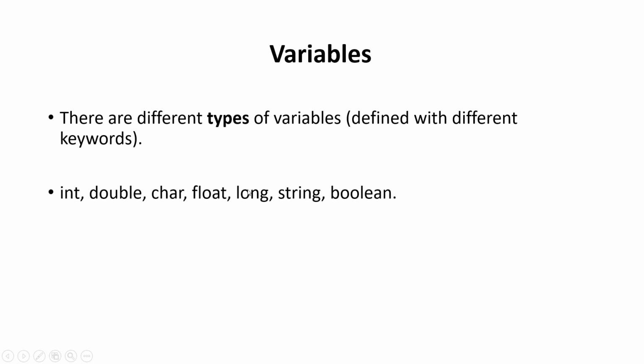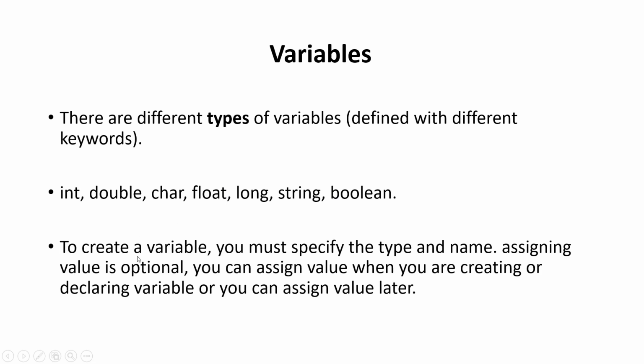These are used to store different types of data: int, double, char, float, long, string, boolean. These are the types of data, or types of variables. To create a variable, you must specify the type and name. Before you create a variable, you have to specify what the type of the variable is, and you have to give the name.